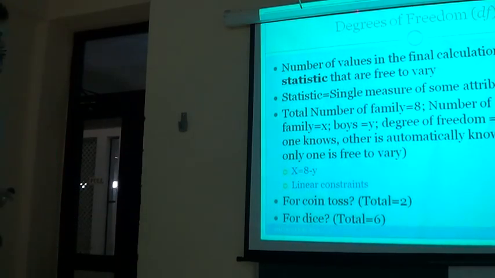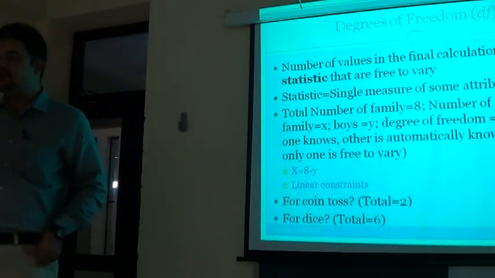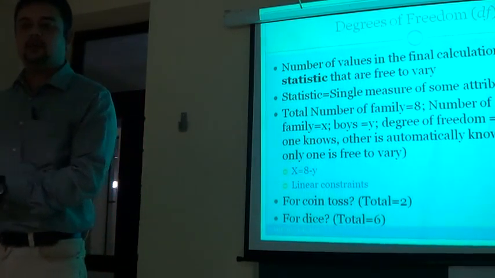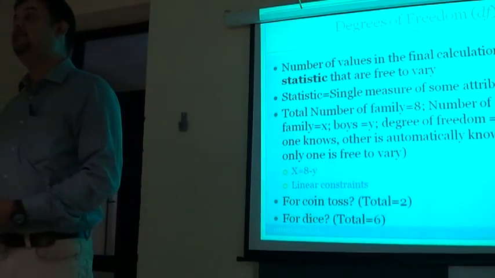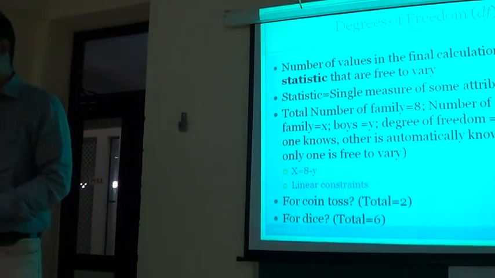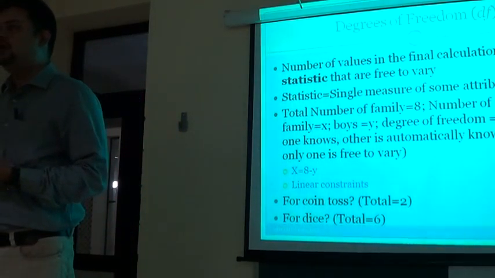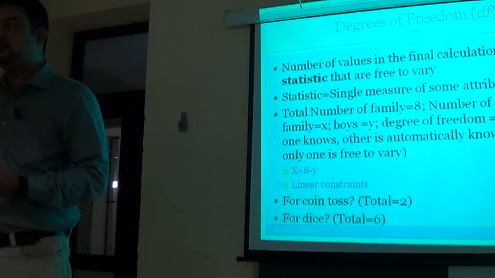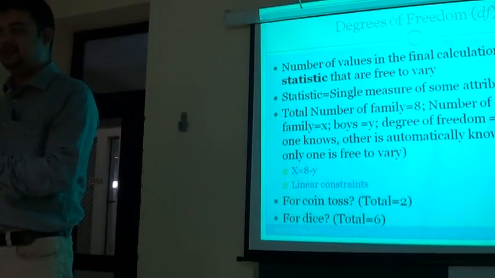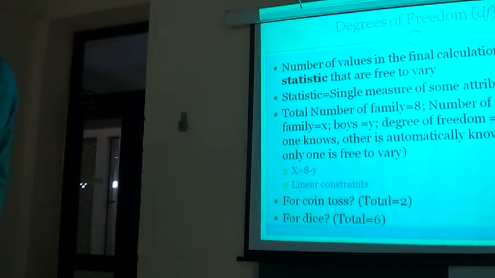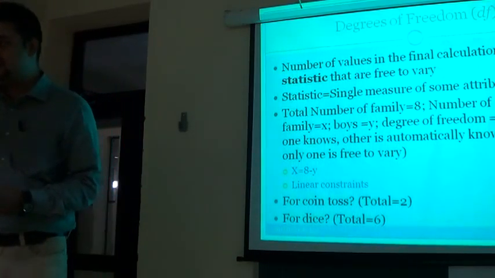There is another concept called degree of freedom. It's very important to know what this is. It is the number of values in the final calculation of a statistic that are free to vary. What is a statistic? It's a single measure of some attribute of a sample. For example, in this class I'm conducting my first session now, and there are scores. The score is not the statistic. I'm taking the average of the scores. So the average or sigma, that is a statistic. It's a measure or quantity that is applicable to a sample.